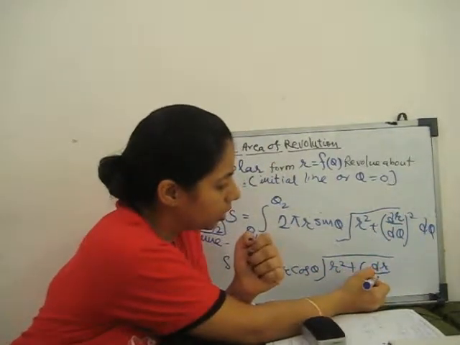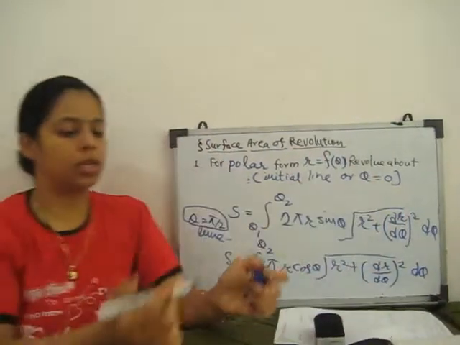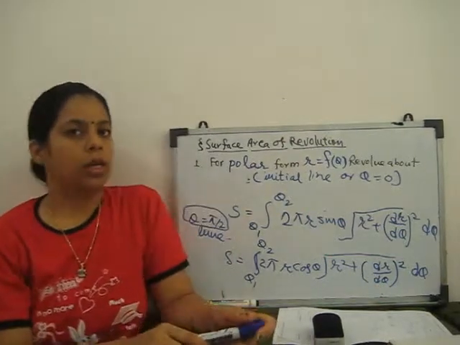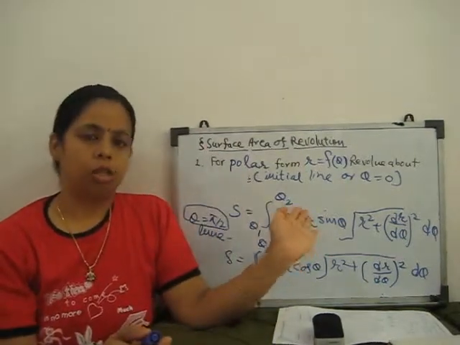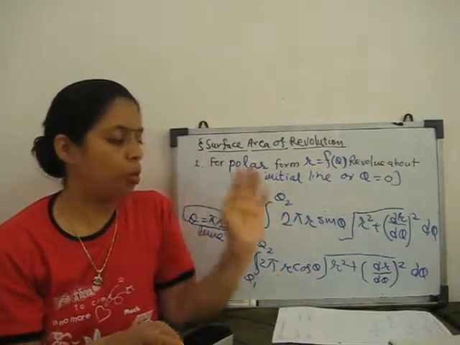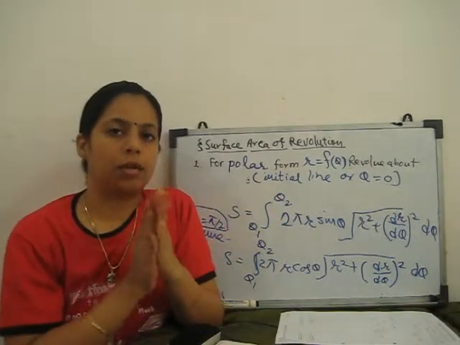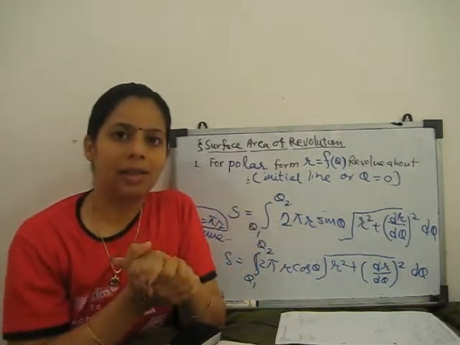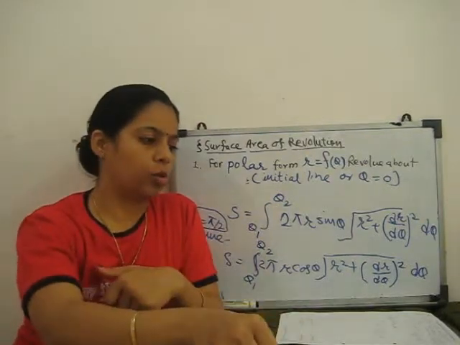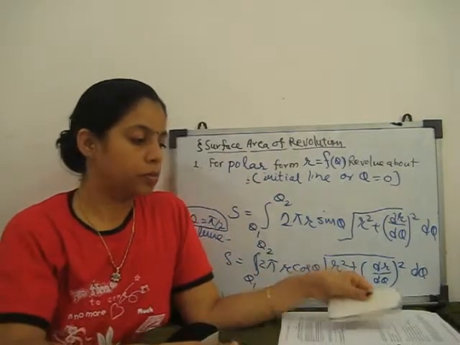dr by d theta whole square, integrate with respect to theta. So these are the formulas for volume of revolution about the theta equals 0 line and about the theta equals pi by 2 line. So this is for polar curve. Now we go for some examples, then you will better understand how to apply this formula. If you remember the formula, you can easily solve the question for finding surface area of revolution.